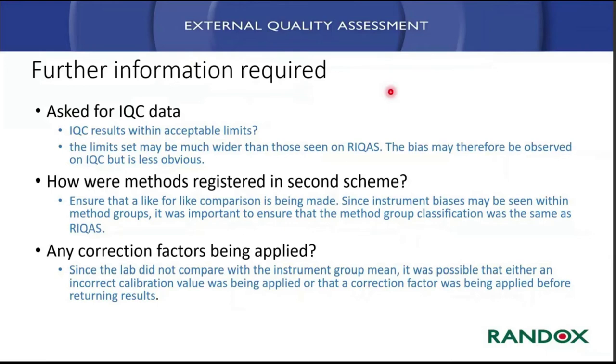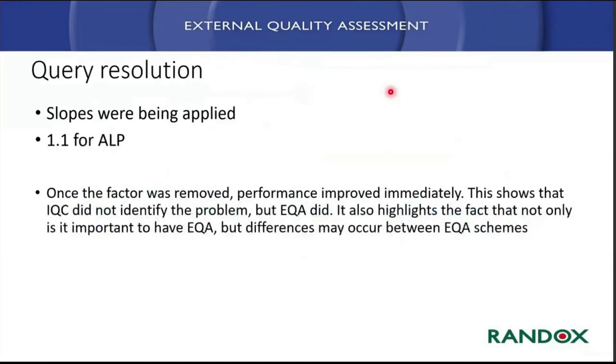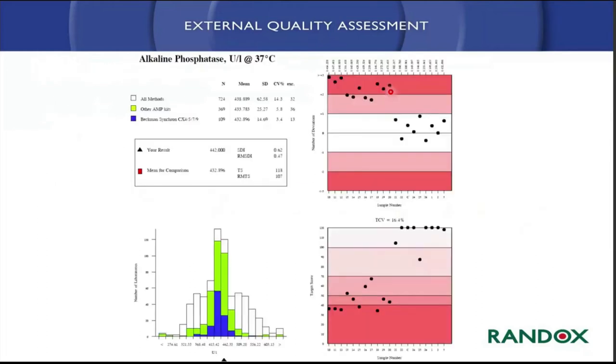So in order to cut this case study down, just to tell you what the answer is, that was the case. They were applying a 10% slope for their alkaline phosphatase. Once they removed that factor, the performance improved immediately. And here we see the example: positive bias, they removed the factor, and performance shifted dramatically.